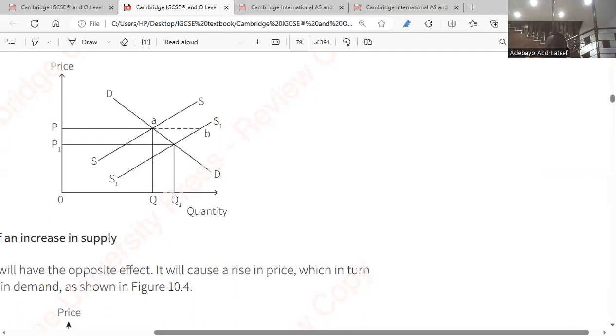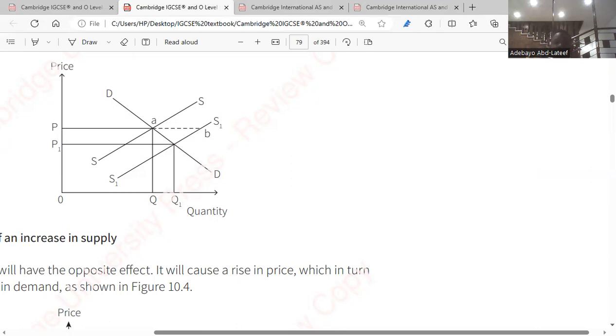There's an increase in supply from S to S1. Yes or no? Yes. So there is excess supply from A to B. Yes or no? Yes. Good. So for this excess supply, what will firms do? They have to reduce the price. So reducing the price from P to P1 would cover up for the excess supply. Do you get it? Yes. So we'll have a new equilibrium at Q1 and P1.